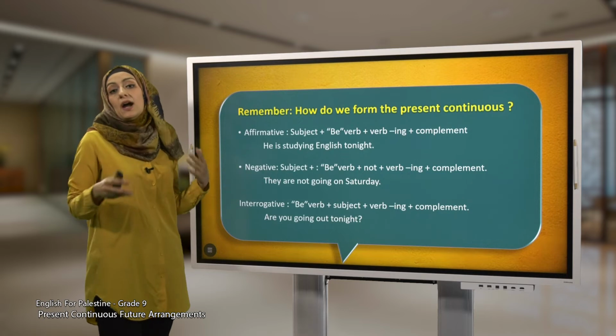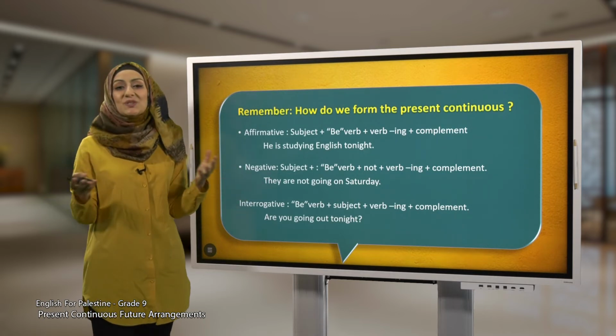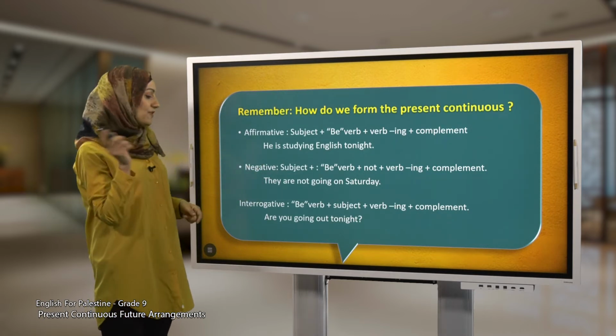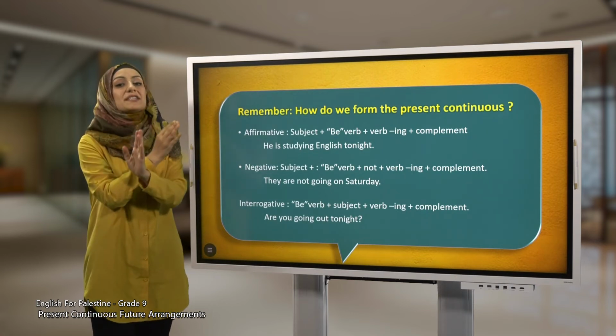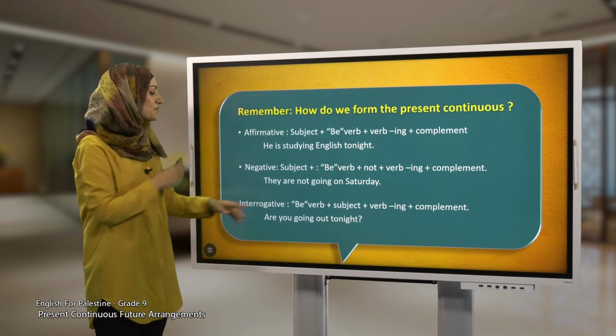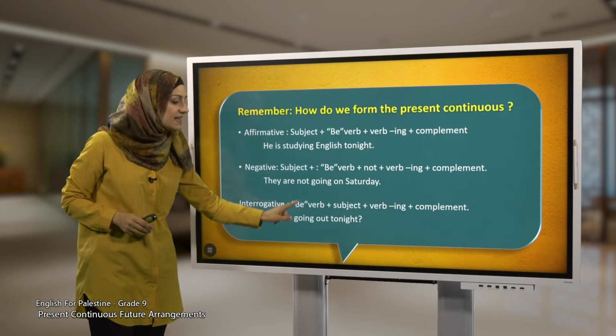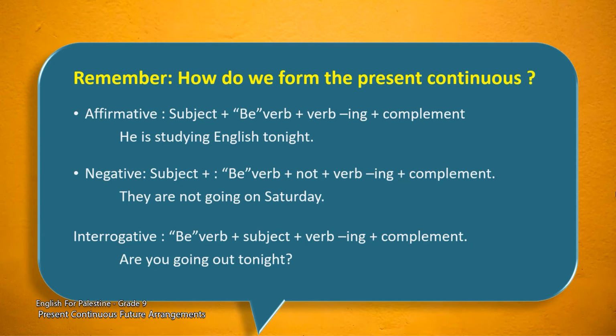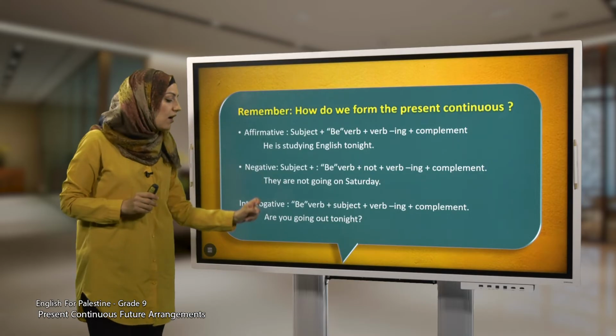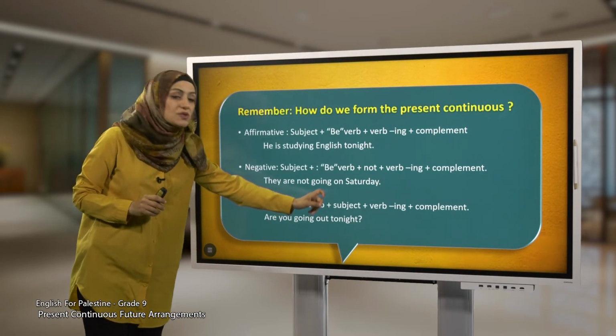Now let's learn how we ask questions using the present continuous. First of all, as you know, when you ask questions, you have to switch the subject with the verb to be. So we use the verb to be at the beginning, then the subject, then the verb with ing, and then you continue the question. And never forget to put a question mark at the end of the question. Are you going out tonight?